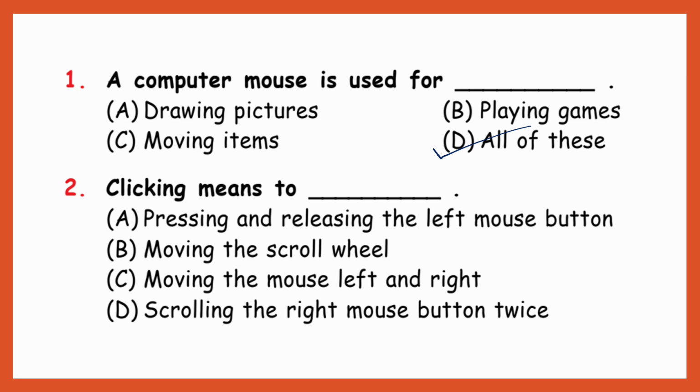Second one, clicking means to dash. Option A, pressing and releasing the left mouse button. Option B, moving the scroll wheel. Option C, moving the mouse left and right. Option D, scrolling the right mouse button twice. So, what is the answer? Pressing and releasing the left mouse button, Option A.